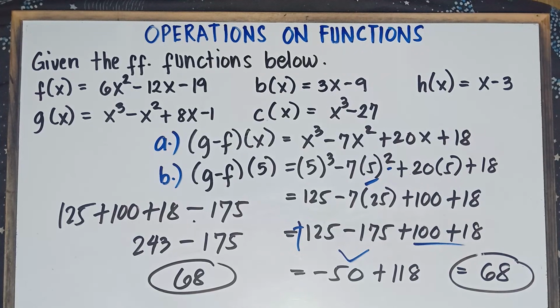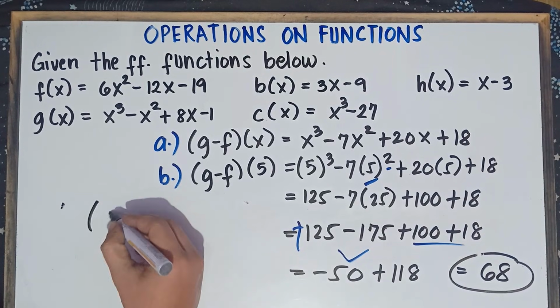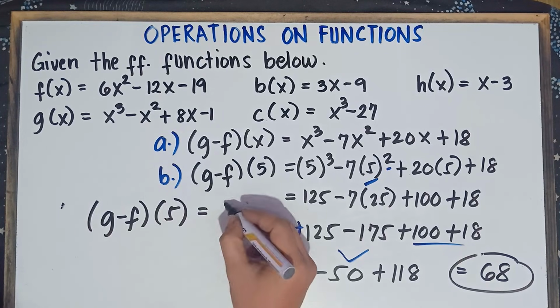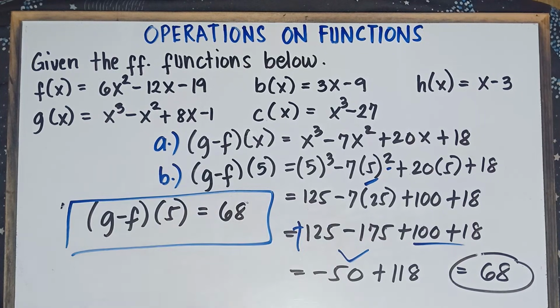So therefore, class, the answer with regards to g minus f of 5 is equal to positive 68. All set, class. All set with letter B.